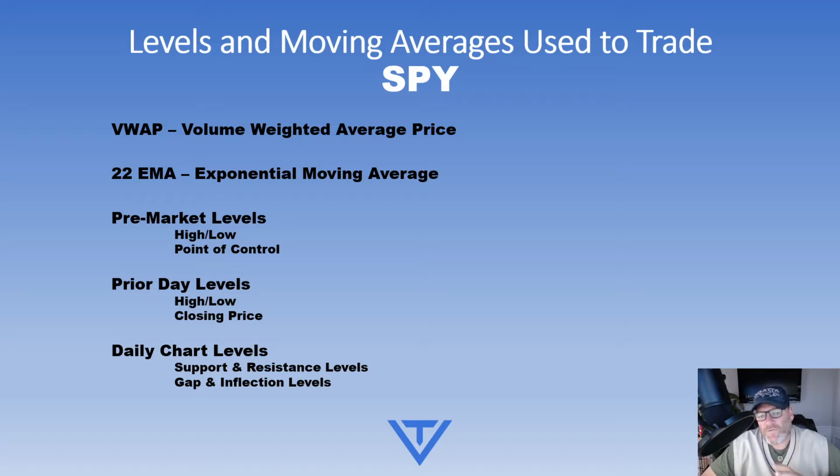Now, you've got to be careful with VWAP because it's become a lot more in vogue for some retail traders, but it's still a really important average to have on your charts. It should be on every chart that you trade. I also have the 22 EMA on my chart, no matter what chart I'm looking at, because it gives a good gauge for short term where we are with the particular security that I'm trading. And then you also need to have pre-market levels on there.